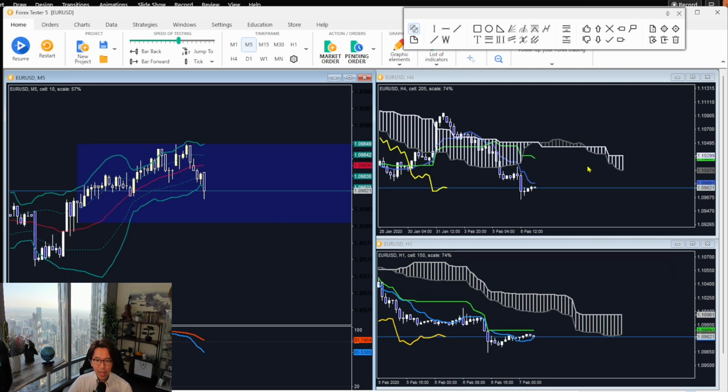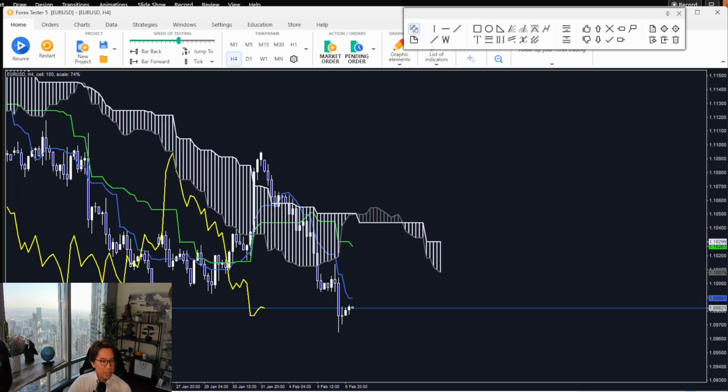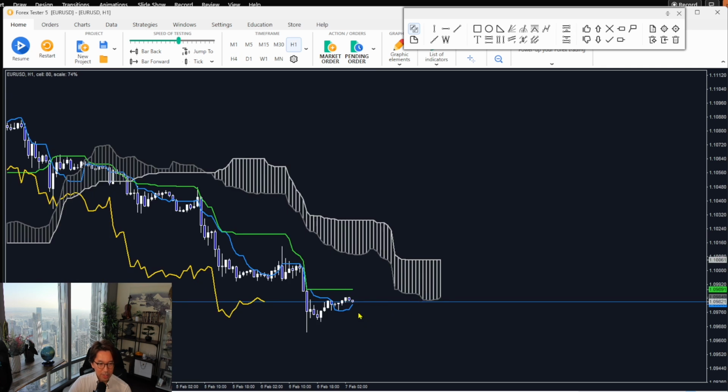Okay, so now I see 4 hour Kijun Sen turns bearish. So here 4 hour Kijun Sen turns bearish, and Kumo has been bearish ever since it was twisted here, and Chikou Span below candles. So now 4 hour shows there are sellers in the market direction. So if 1 hour turns bearish also, I will look for the selling opportunity.